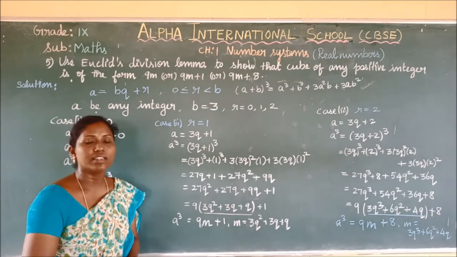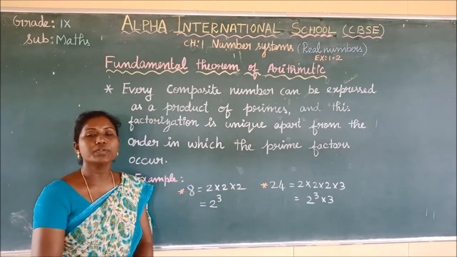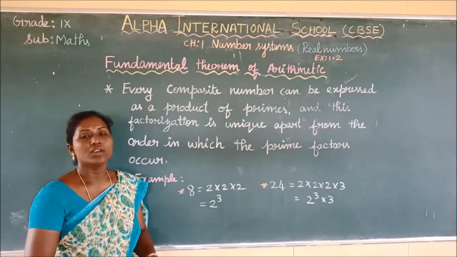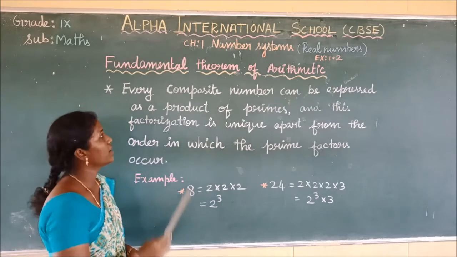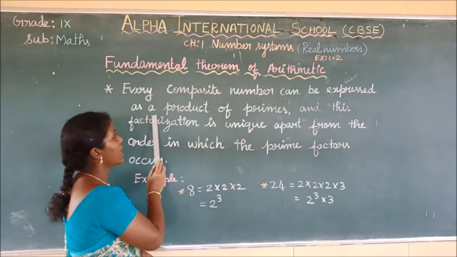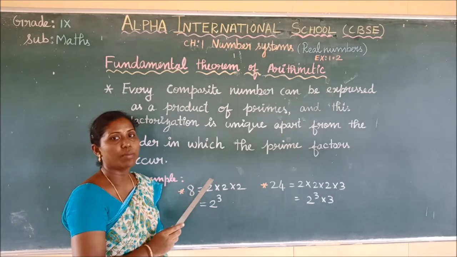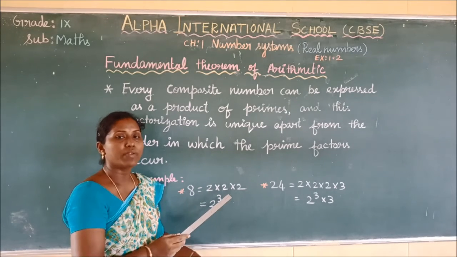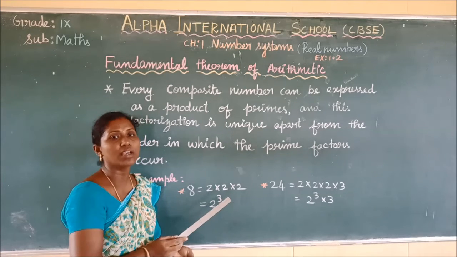Okay, let us start the second exercise now. In the second exercise, we are going to see the problems based on the fundamental theorem of arithmetic. So first let us learn what the fundamental theorem of arithmetic states. Every composite number can be expressed as a product of primes. What is a composite number? A number which has more than two factors, apart from the same number and 1. If any number has other factors, then it is called a composite number.